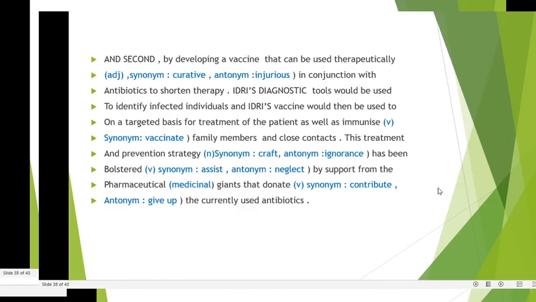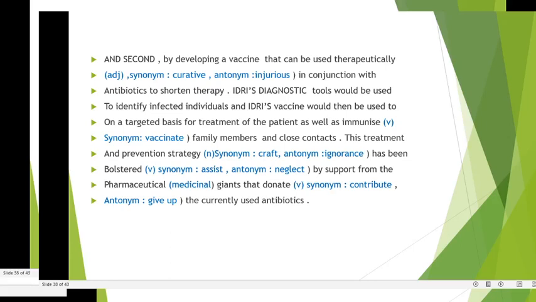And second, দ্বিতীয়ত, by developing a vaccine that can be used therapeutically in conjunction with antibiotics to shorten therapy. আর দ্বিতীয়ত, একটি ভ্যাকসিন তৈরির মাধ্যমে যেটা থেরাপি সংক্ষিপ্ত করার জন্য চিকিৎসার সময়ে অ্যান্টিবায়োটিকের সাথে ব্যবহার করা যেতে পারে। Therapeutically, it is an adjective, and synonym of this word is curative, and antonym injurious.